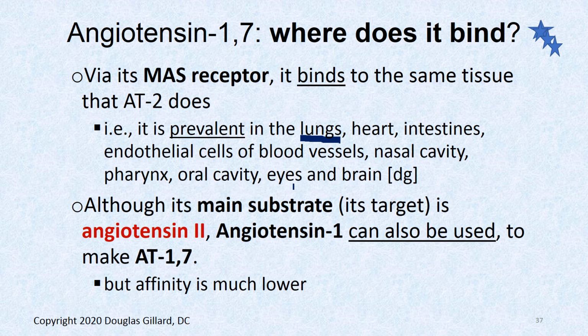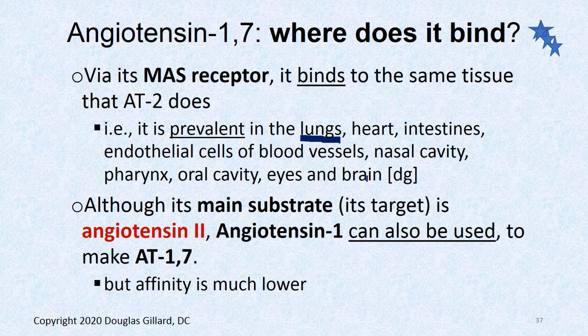Why do we have to wear shields in lab? Because there are ACE2 receptors in the eyes, and that's where COVID can bind. I spoiled the surprise. You probably already know that though. And there's even some in the brain.